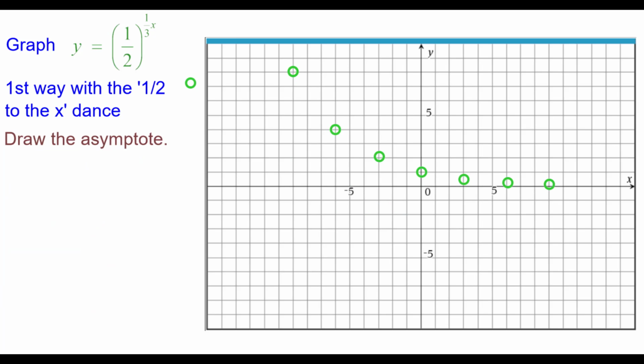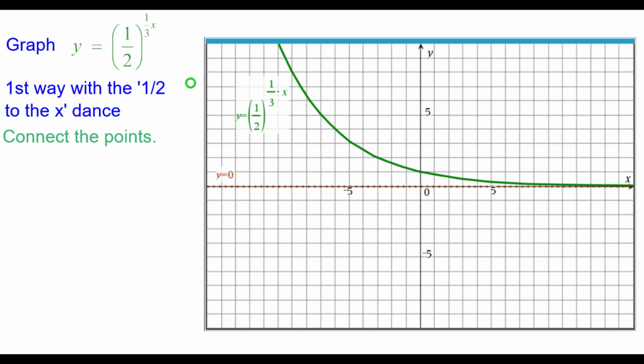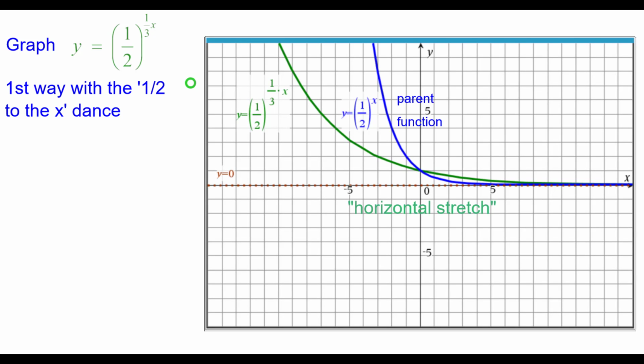Draw the asymptote, which is the x-axis. Connect the points. And comparing that to the parent function, you can see from blue to green this is a horizontal stretch.